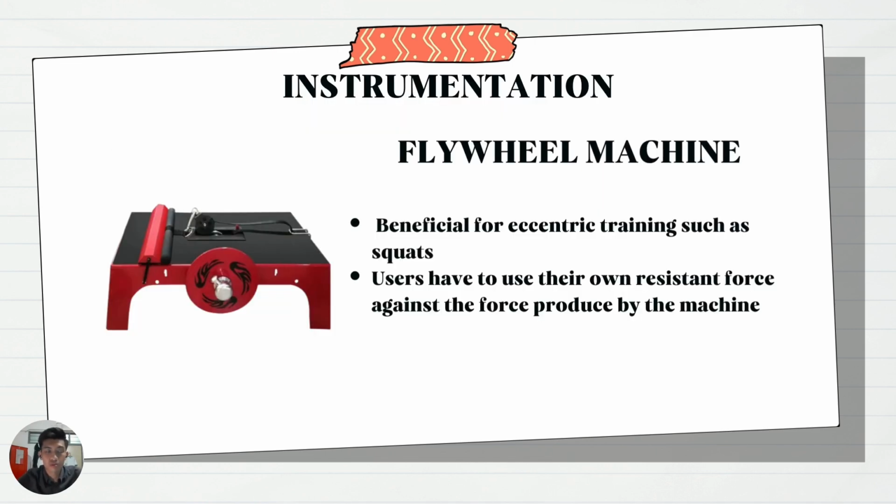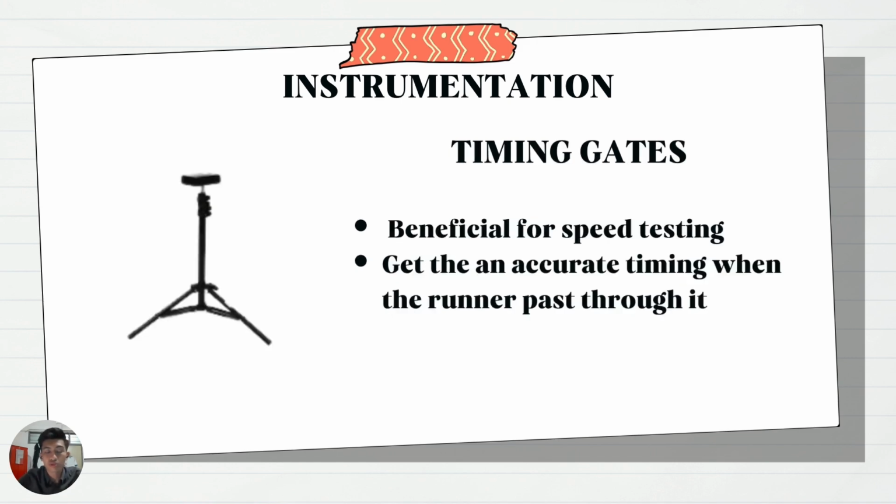Next we go to the instrumentation. The first instrument is the flywheel, beneficial for eccentric training such as squats. And we will also use timing gates to measure the time taken for the participant to complete the 10 meter speed test.